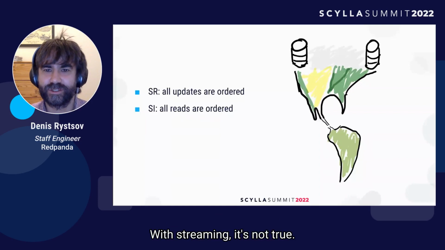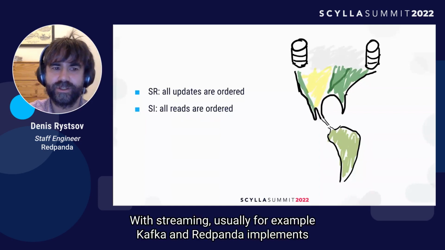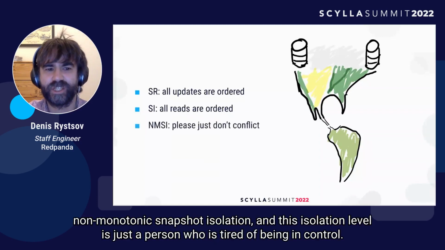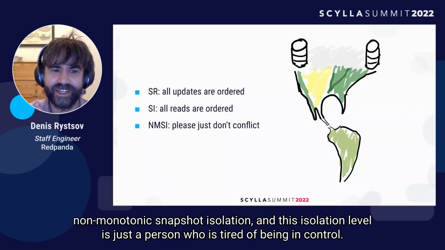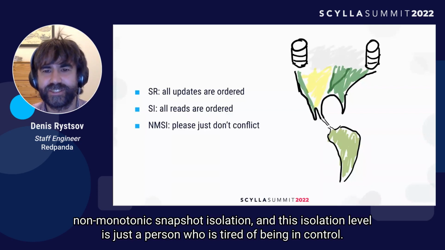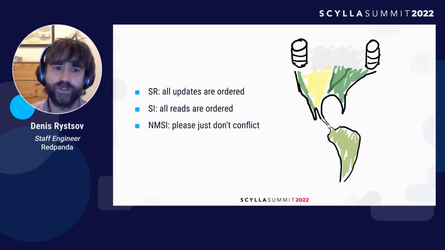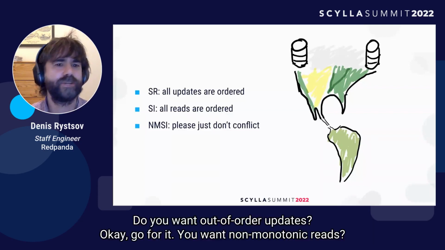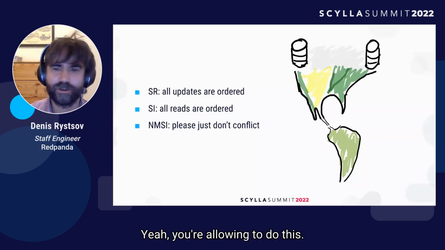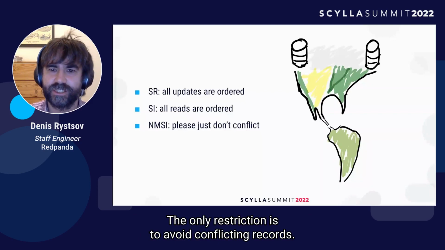With streaming, it's not true. Usually, for example, Kafka and Redpanda implement non-monotonic snapshot isolation. And this isolation level is like a person who is tired of being in control. Do you want out-of-order updates? Okay, just go for it. You want non-monotonic reads? Yeah, you're allowed to do this. The only restriction is to avoid conflicting records.